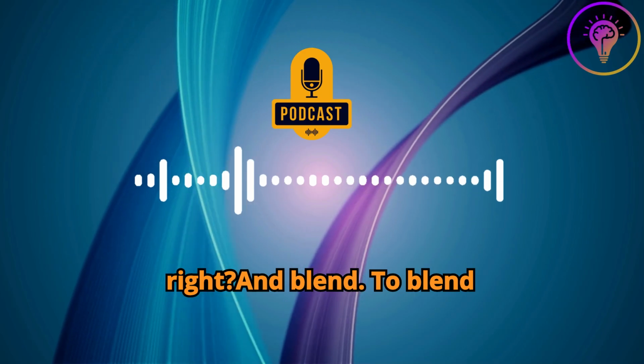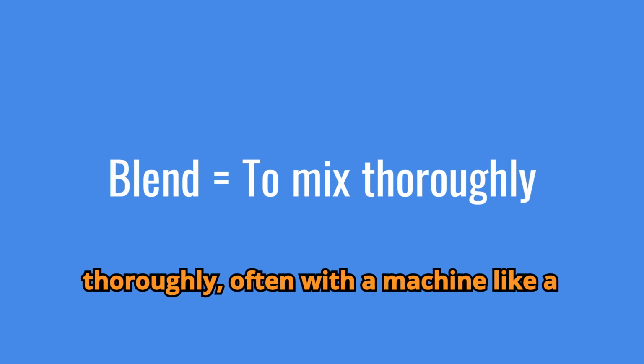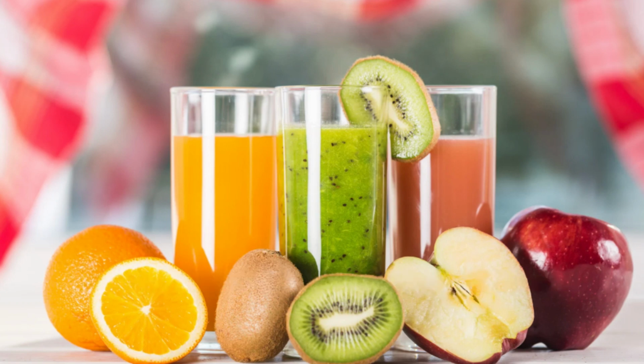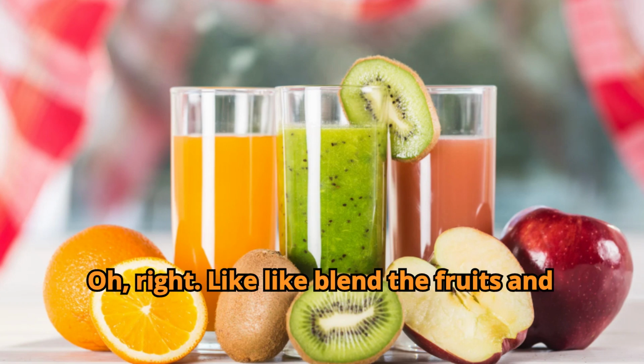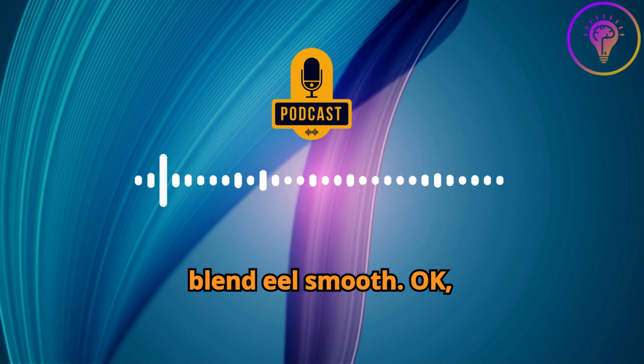Mm-hmm. And blend. To blend means mixing things together very thoroughly, often with a machine like a blender, until they become really smooth. Oh, right. Like blend the fruits in yogurt to make a smoothie. Got it. So blend equals smooth.